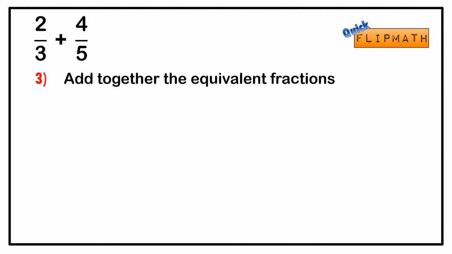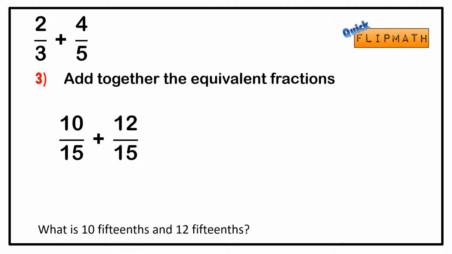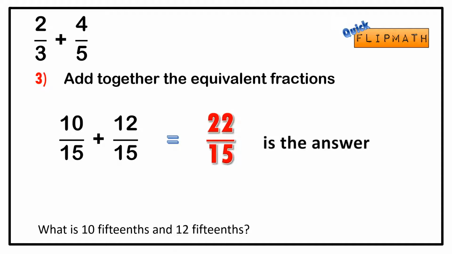We now add together the new equivalent fractions. So instead of 2/3 plus 4/5, from the previous step, we replace these with 10 over 15 and 12 over 15. And you just simply ask yourself the question, what is 10/15 plus 12/15? That gives you 22/15. You don't add together the denominators because a fraction is a shape or size or a descriptor rather than an actual number itself.